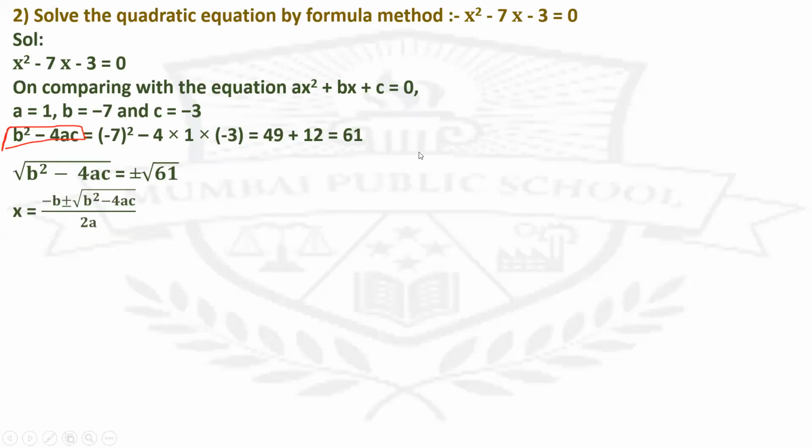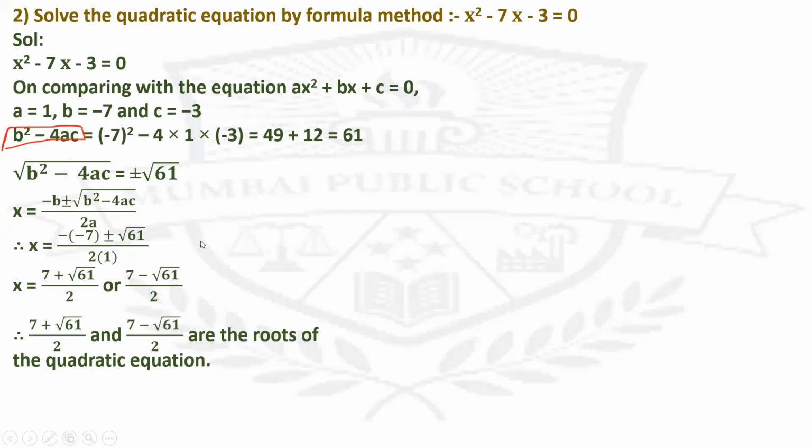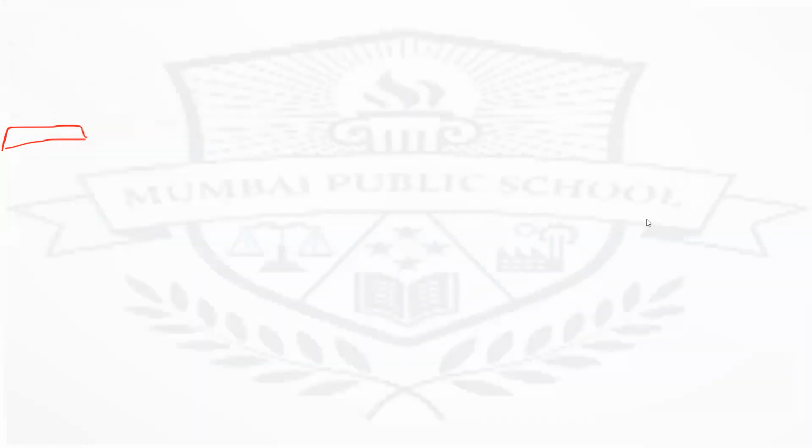Now check the formula: minus b plus or minus the square root of b squared minus 4ac upon 2a. Substitute your values: minus of minus 7, plus or minus the square root of 61, upon 2a. So the answer is 7 plus root 61 upon 2 or 7 minus root 61 upon 2. These are the roots of the quadratic equation.